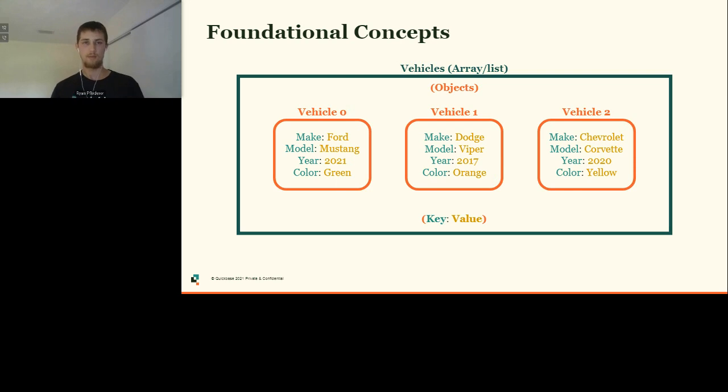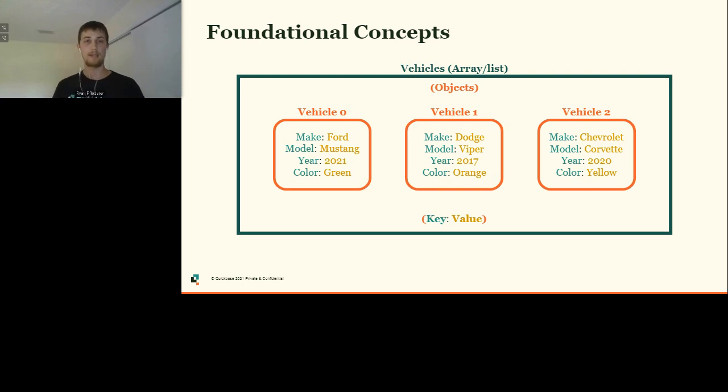But now we've got these 3 different vehicles in this array, and within each of these vehicles, we have key value pairs. Looking at vehicle 0, that first object in the array, we've got a Ford Mustang that's 2021, and the color is green. So the key in this case is make, while the value is Ford. Going down the line, the next key is model, with the value being Mustang.